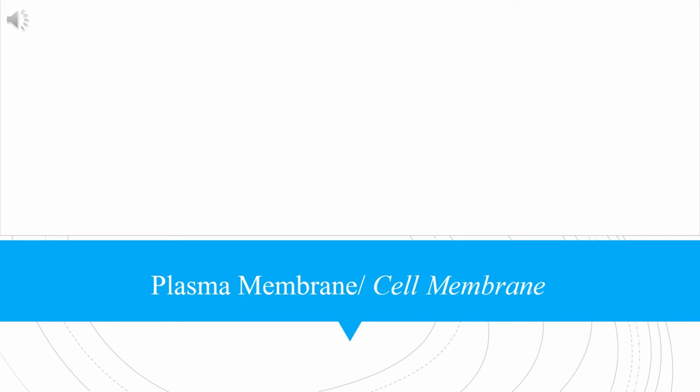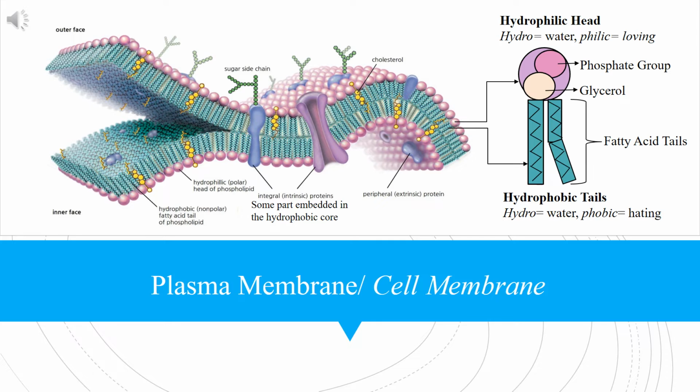Now, these functions which are performed by the plasma membrane are because of the components with which it is built. Thus, the principal components of the plasma membrane include phospholipids, proteins, carbohydrates, and sterols. On the left side of the slide is an illustration of the cell membrane of an animal cell, and on the right side is an illustration of a single phospholipid molecule. Let's discuss the components of the plasma membrane in detail.